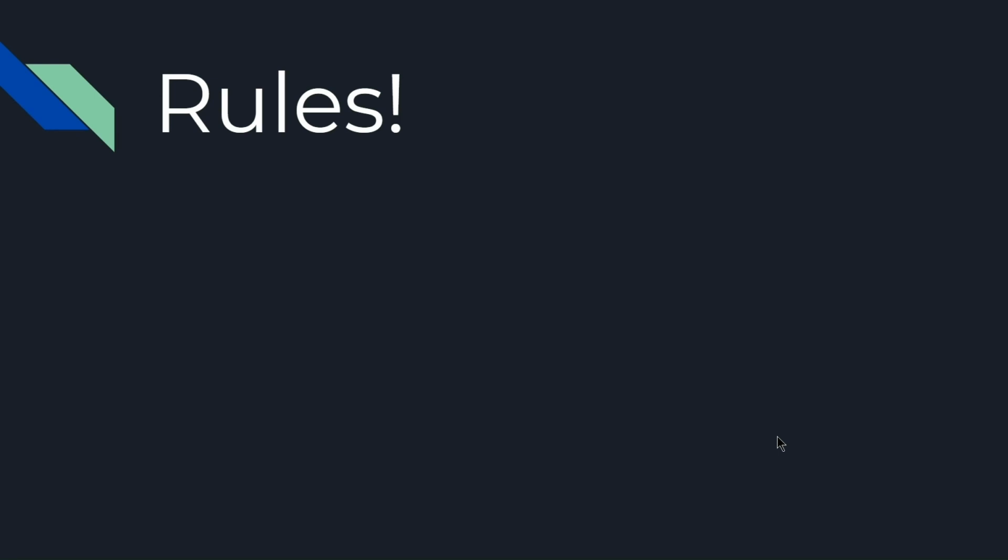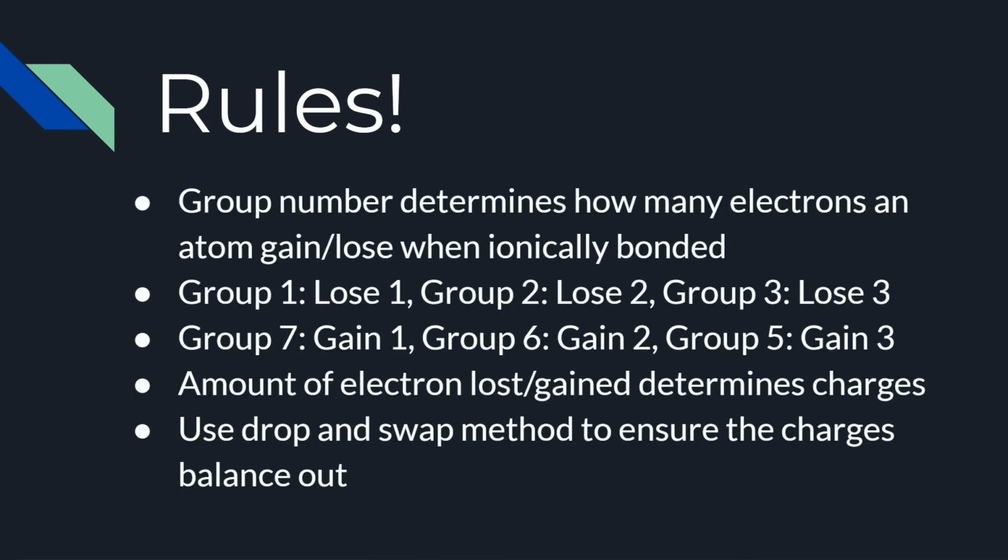So in order to summarize, I made up some rules. So the rules are here. Group number determines how many electrons an atom gains or loses when ionically bonded. So that makes sense. If we're in group 1, we lose 1 electron. We're in group 2, we lose 2. Group 3, we lose 3.